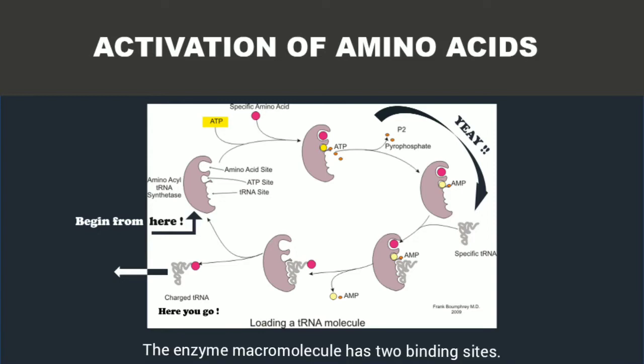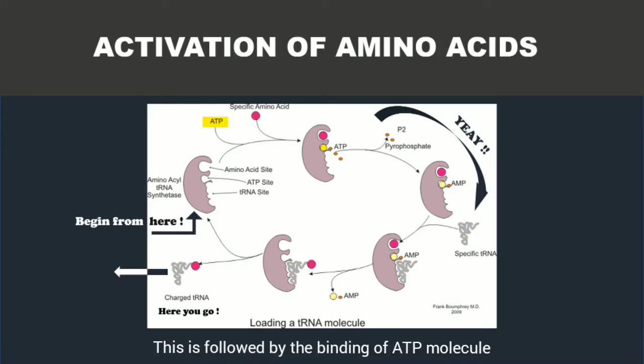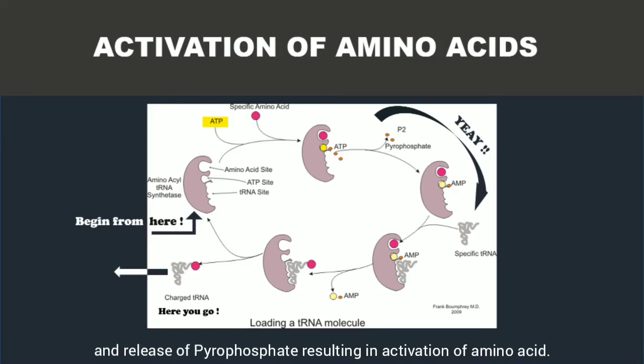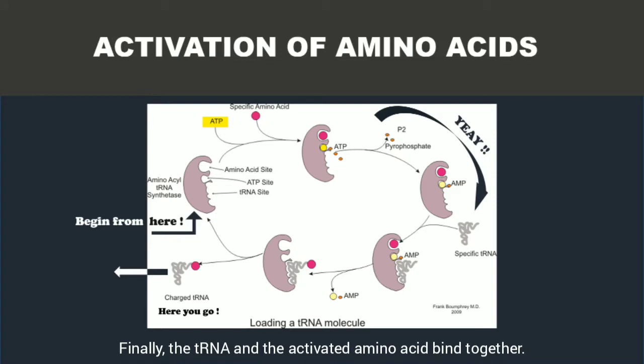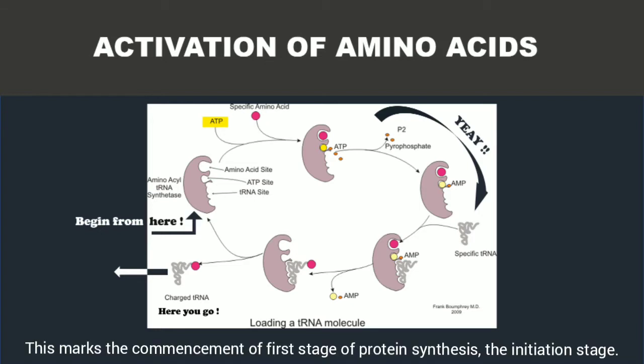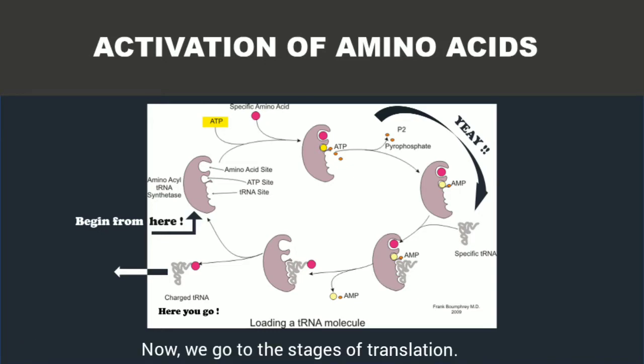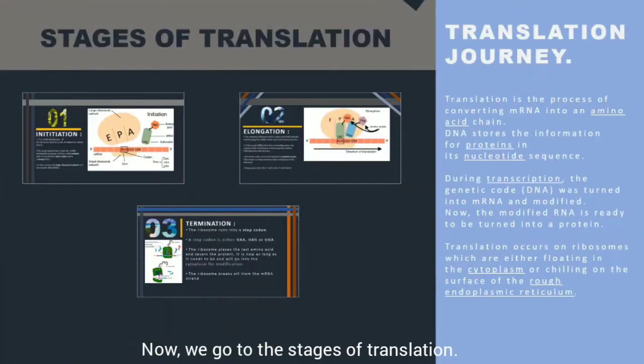The enzyme macromolecule has two binding sites. One site recognizes the amino acids. This is followed by the binding of the ATP molecule and release of the pyrophosphate, resulting in activation of the amino acid. Finally, the tRNA and the activated amino acid bind together. This marks the commencement of the first stage of protein synthesis, the initiation stage. Now, we go to the stages of translation.